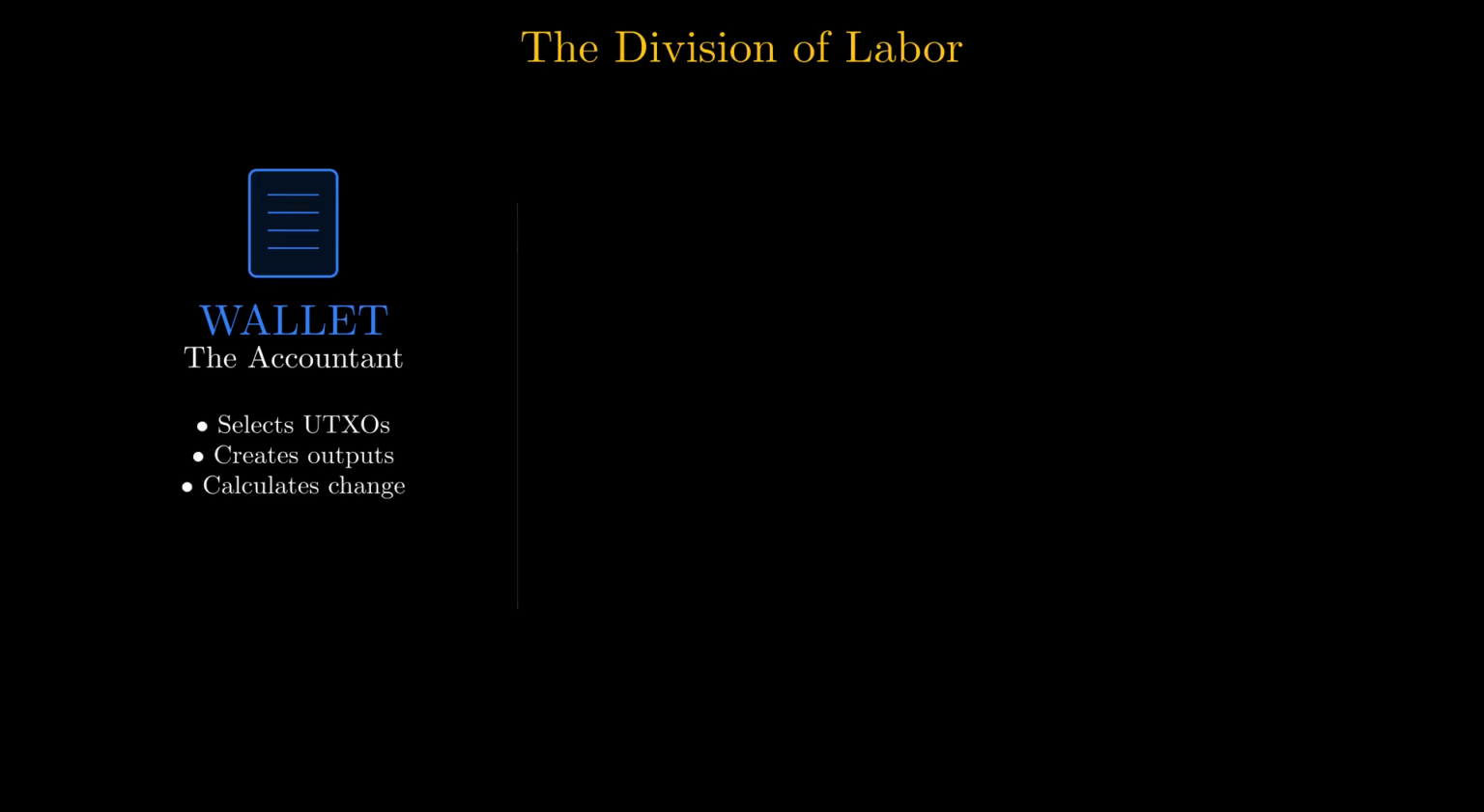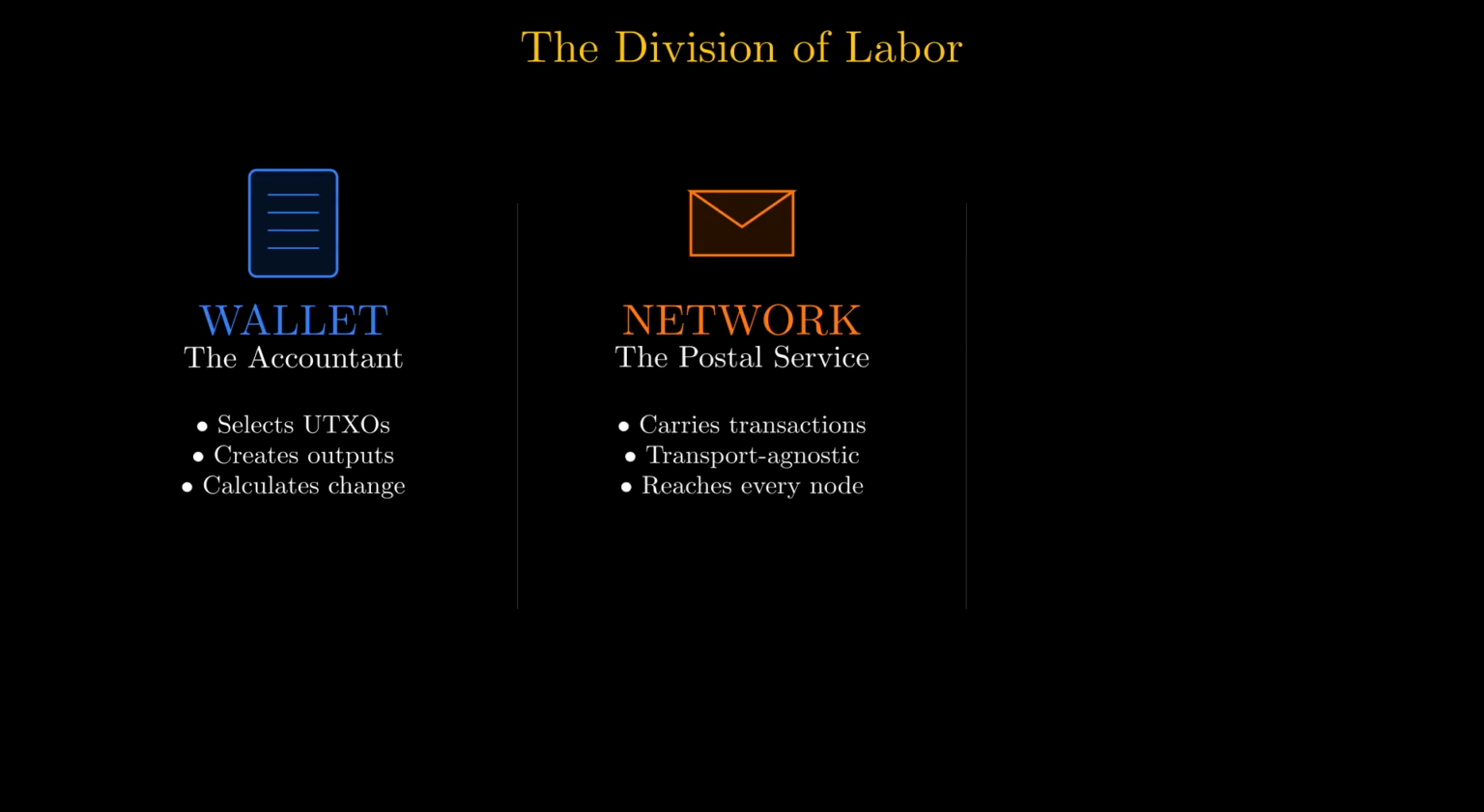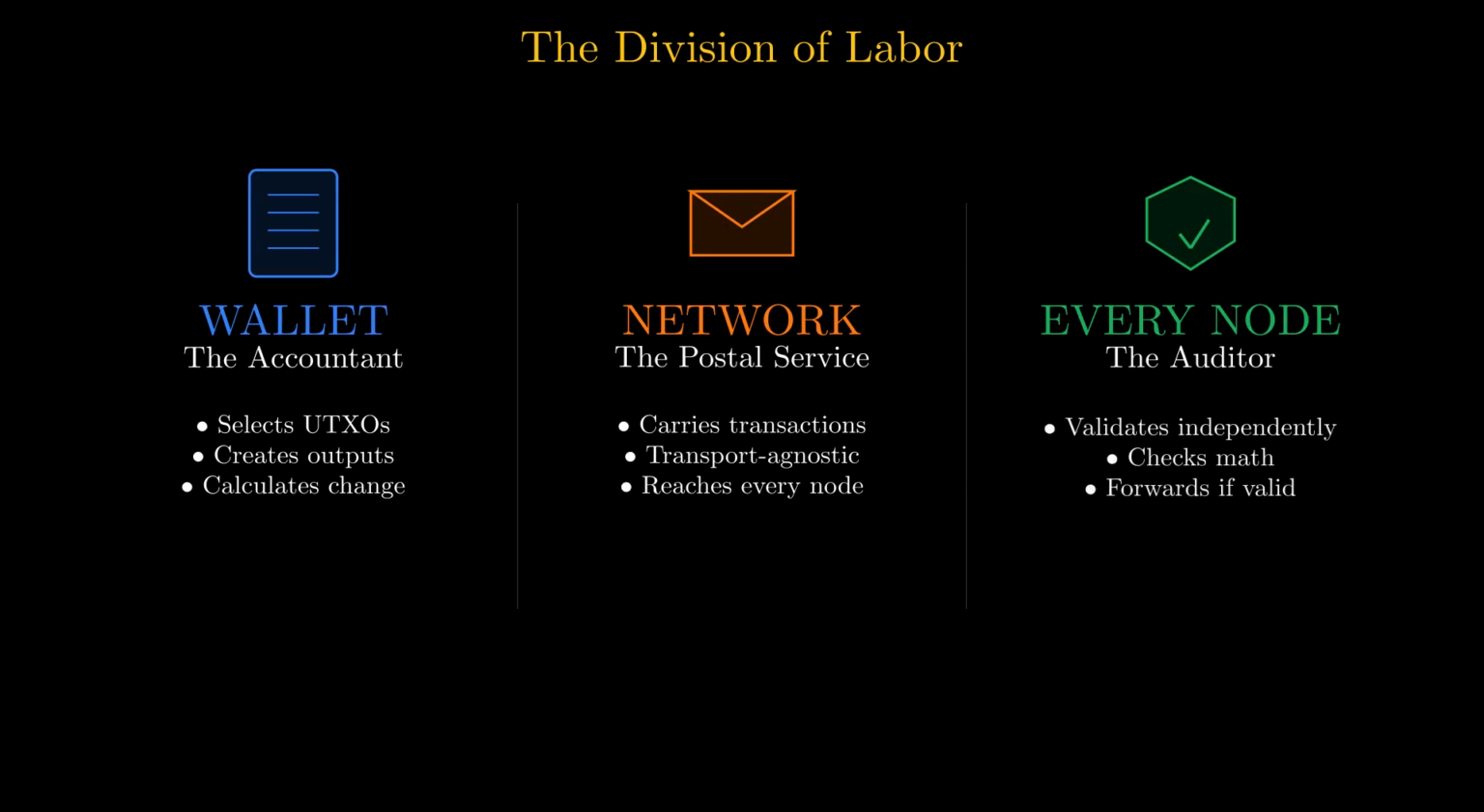Step back and notice the division of labor. Alice's wallet is the accountant. It picked the right coins, wrote the output scripts, calculated the change. The network is a postal service. It doesn't care what's in the envelope, only that the envelope reaches everyone. Every node along the way is an auditor, independently checking that the math adds up before passing the transaction forward.